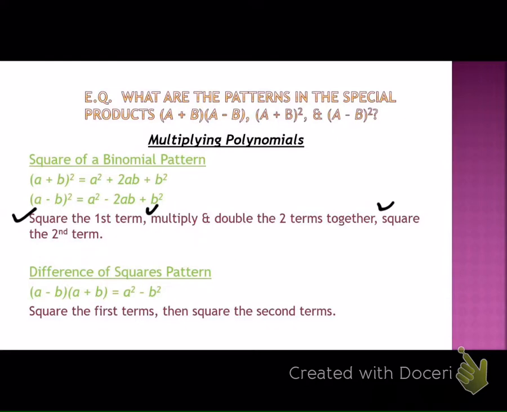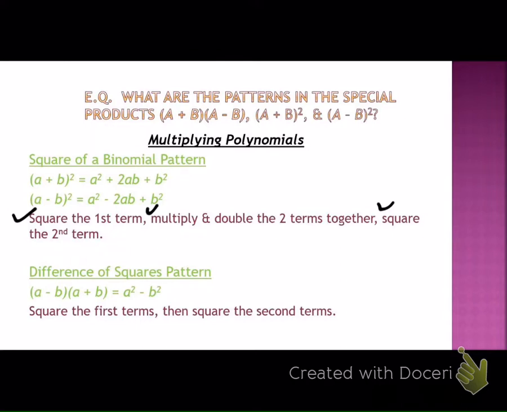So first of all, I want you to notice, when the problem is A plus B squared, what is the first sign in your answer going to be? What's the sign in your original problem right here? An addition sign. What is the first sign in your answer going to be? Plus. Now, look at what happens when the original problem is a subtraction problem. What's the first sign in that answer?